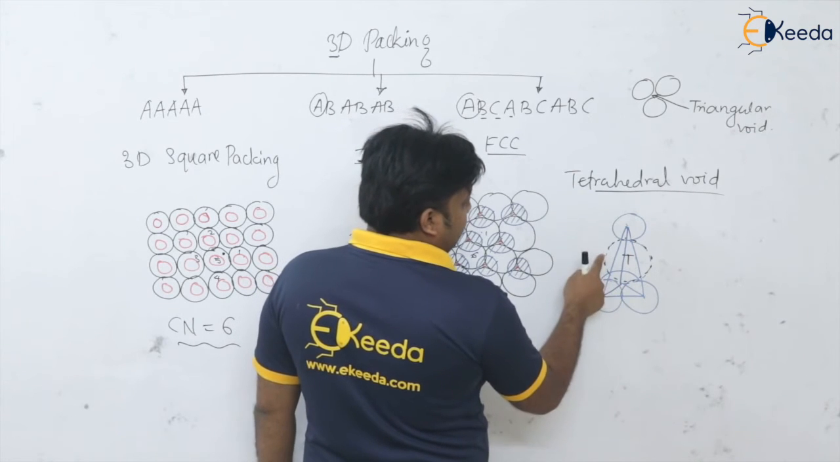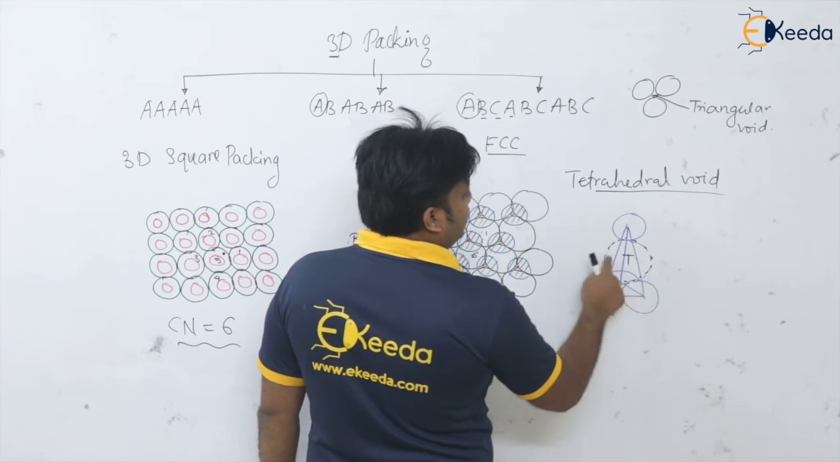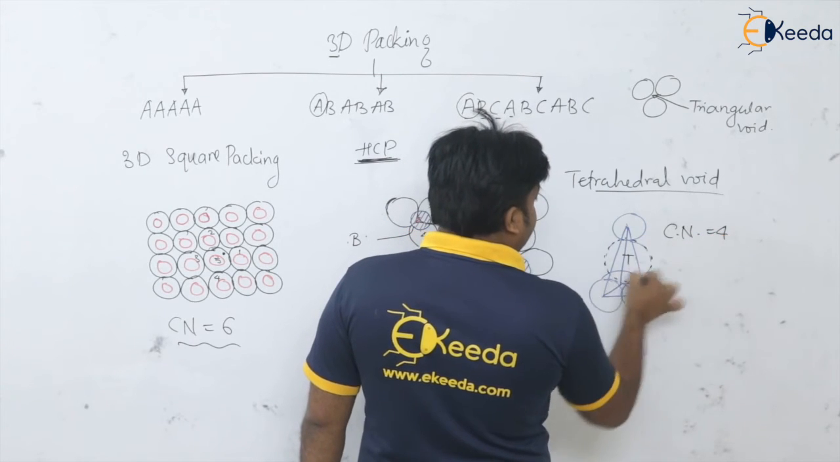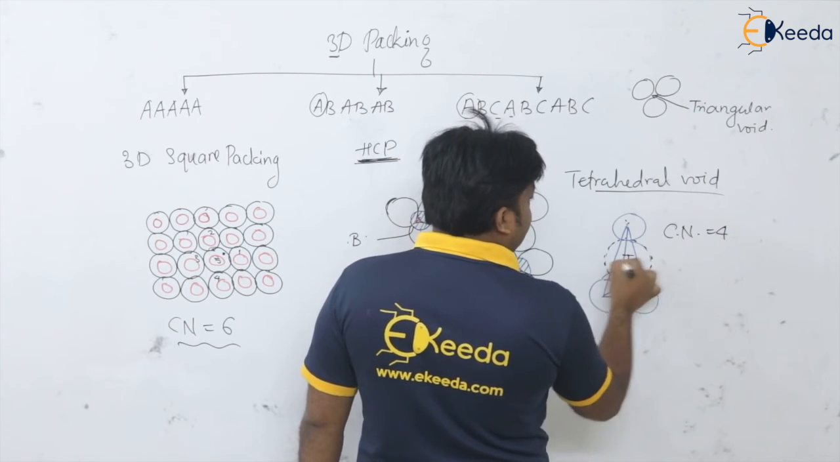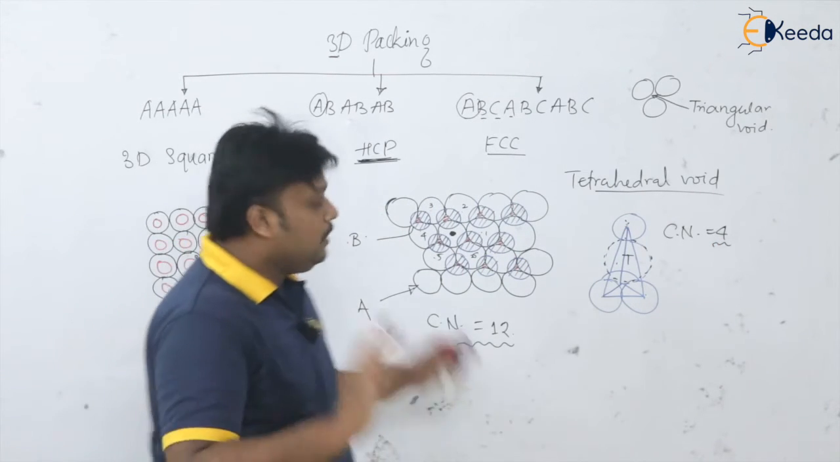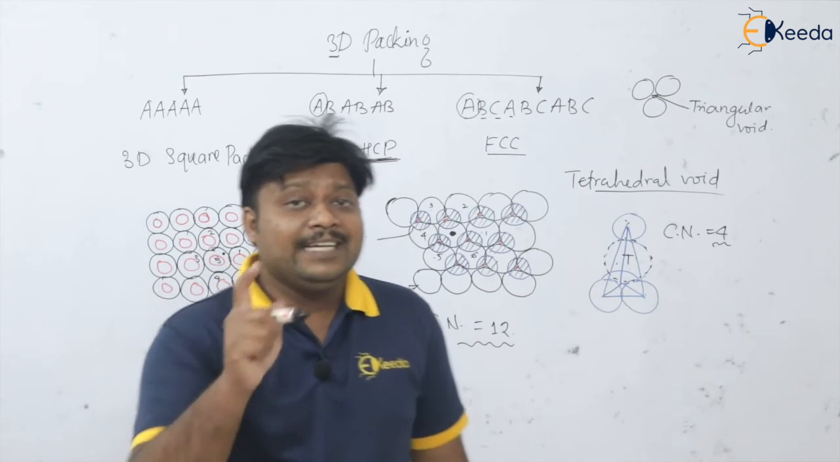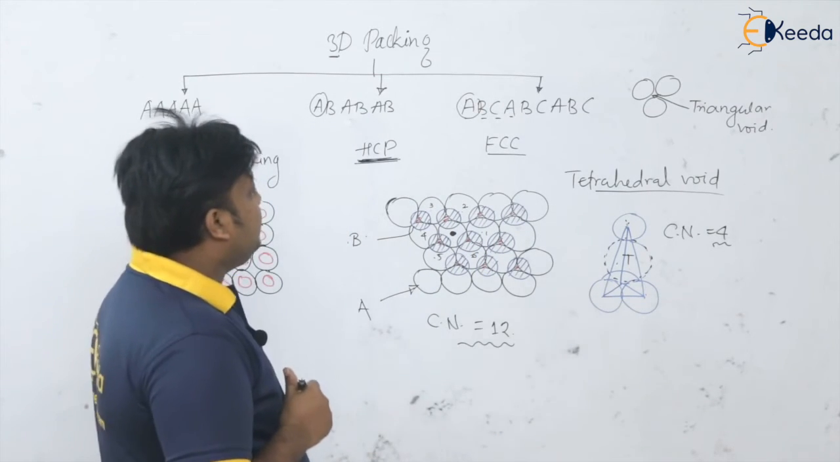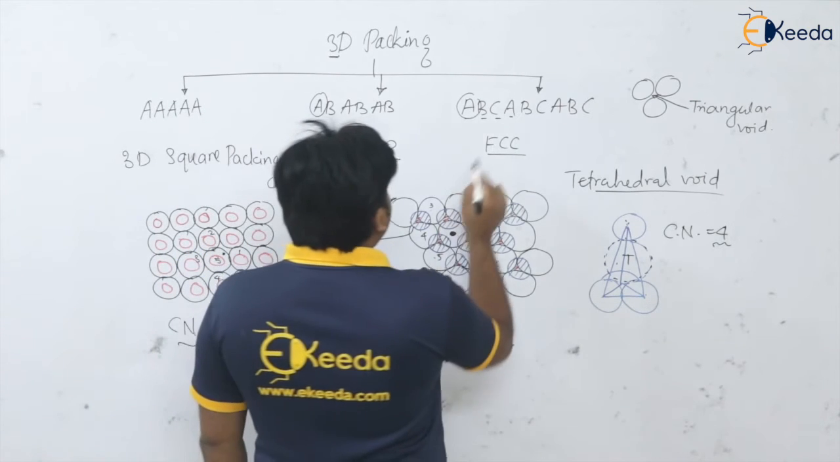So of course this atom is touching all these 4 atoms. So the coordination number of the atom which is present in the void of this tetrahedral void is 4. Okay, so this is the thing about HCP. Now in the same way we can see the FCC.